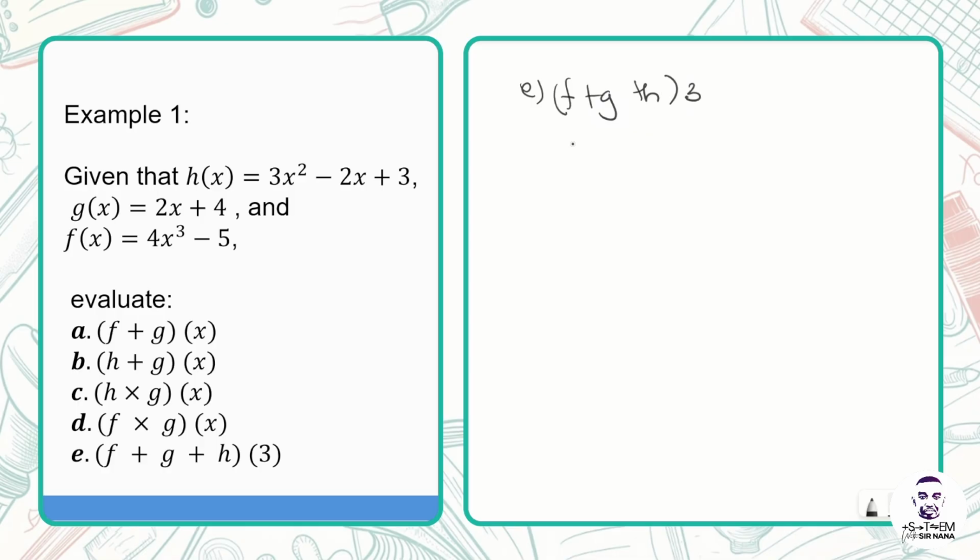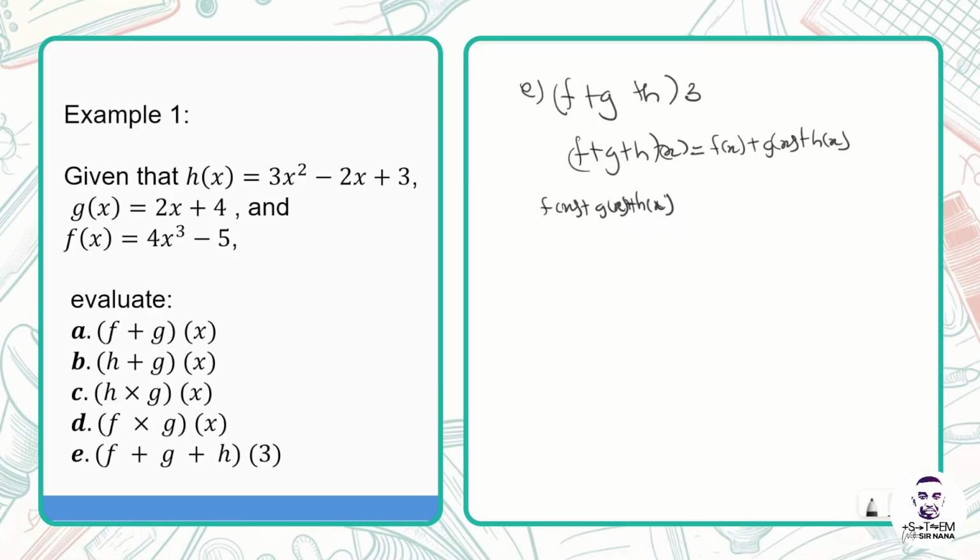Now, let's look at the e, right? So with the e, we have to find the function f plus the function g, so f plus g, and then plus the function h, all this of 3. So first we must do the f plus g plus h of x, right? So this implies that we have f of x plus g of x plus h of x. So you can express f plus g plus h of x as f of x plus g of x plus h of x.